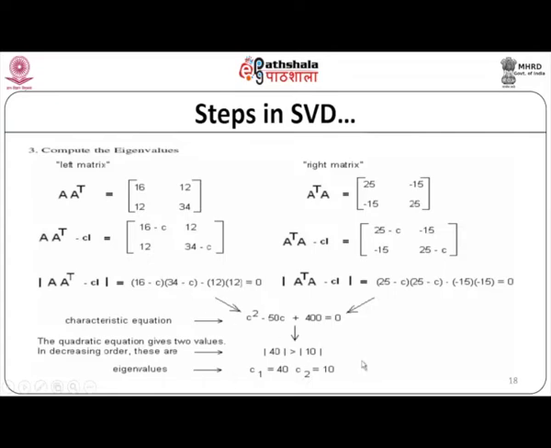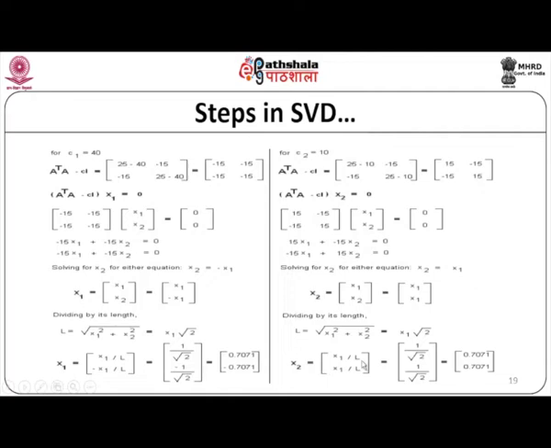Now, having derived the eigenvalues for a given matrix, next what you should do is derive the eigenvectors. So, for deriving the eigenvectors, you need to first determine the eigenvector components and then divide it by its vector length. Let us understand this using an example.